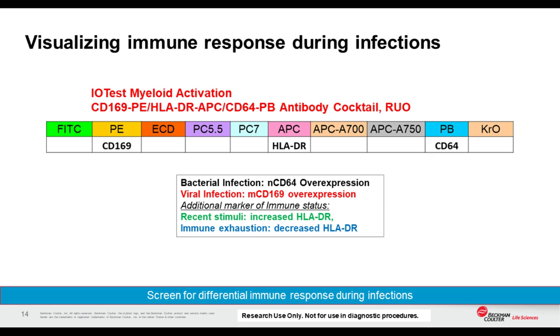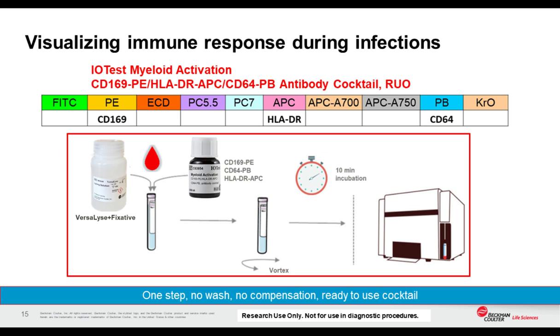With all this information, a three-color panel has been put together called the IOTest Myeloid Activation, with CD169-PE, CD64 specific blue, and HLA-DR-APC for visualizing the immune response during infection. The flow cytometric assay can be used to visualize the different aspects of innate immune response during infections. It is a ready-to-use, pre-mixed and titrated cocktail. It's rapid and easy to use.